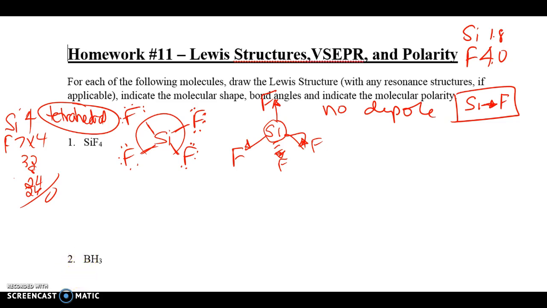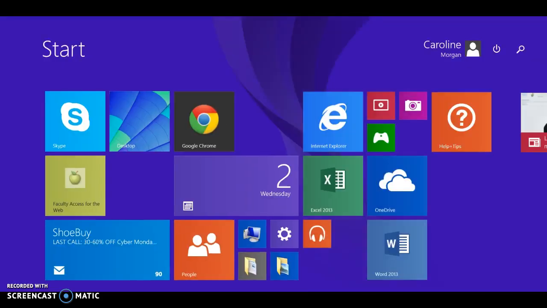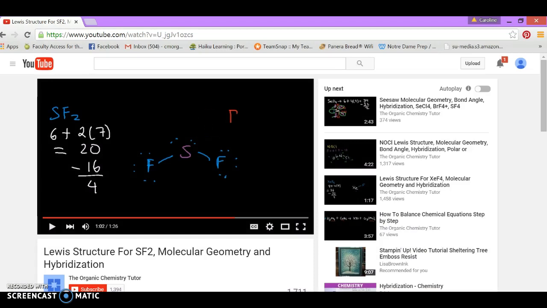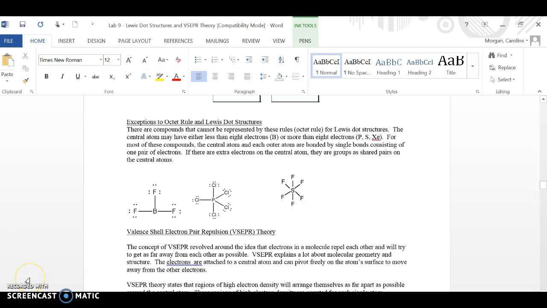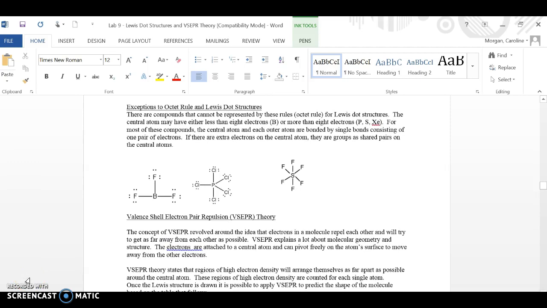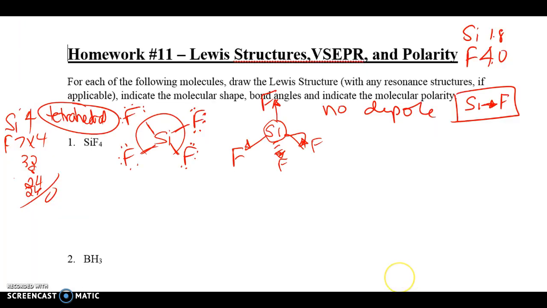All right, so we're going to look at this BH3. One thing I want to show you, though, is in our lab, I go to the page I'm looking for here. I want to review the exceptions to the octet rule. There are compounds that can be exceptions to the octet rule. Boron is one of them. It can take less than 8, while phosphorus, sulfur, and xenon can take more than 8 if needed. All right? So let's go back and look at this.